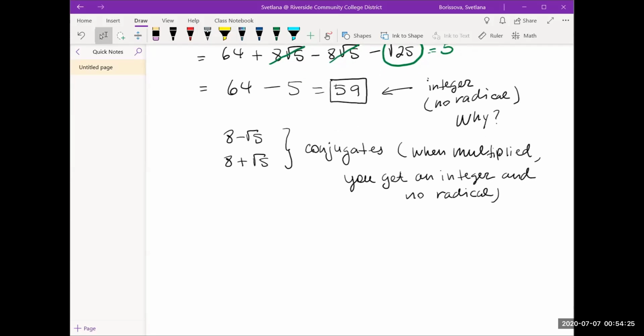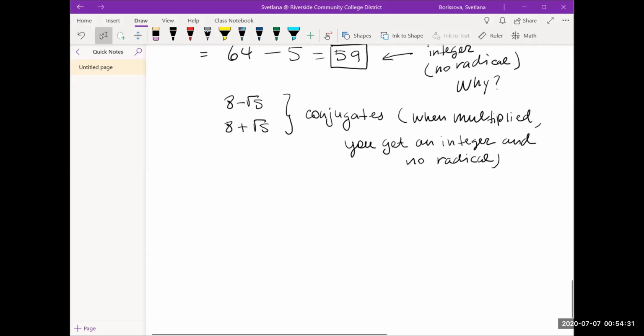So let me give you a few more examples. Let's create a few more examples of conjugates and practice multiplying them, because that's going to be helpful for our last portion of the lecture. That's when we'll need to divide expressions with radicals.